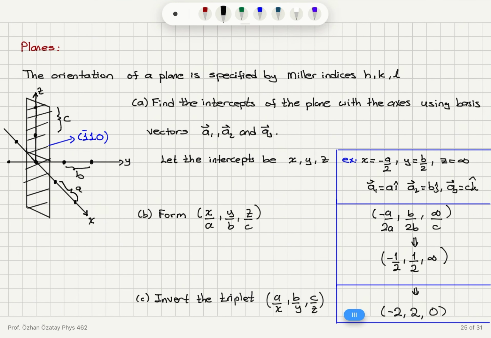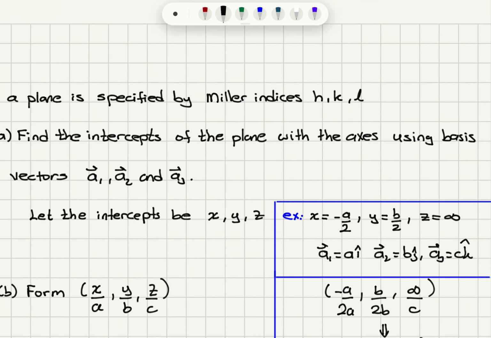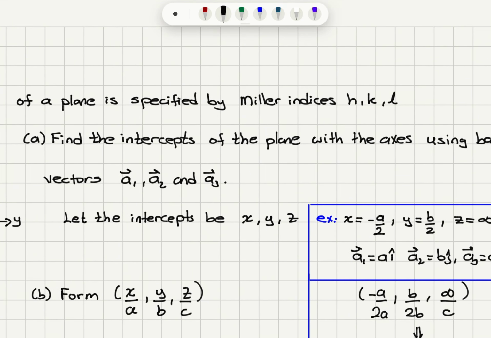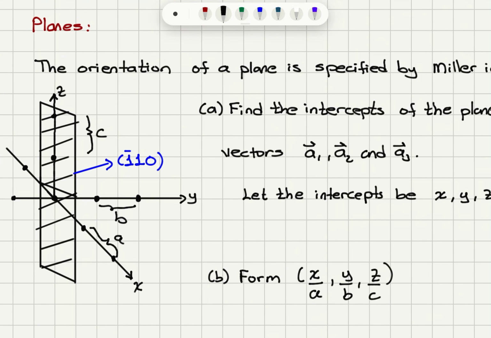Now, as for the planes, the orientation of a plane is also specified by the Miller indices HKL, and here is the procedure. So you're given a plane, you want to label it. The first thing you have to do is find the intercepts of the plane with the axes using basis vectors a1, a2, and a3. And if these intercepts are x, y, and z, we will work with that. So let's demonstrate this with an example.